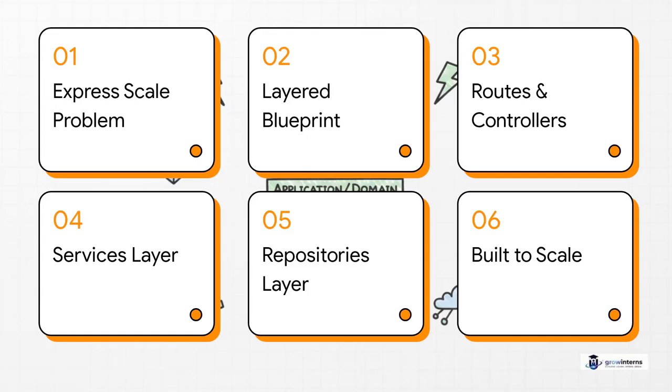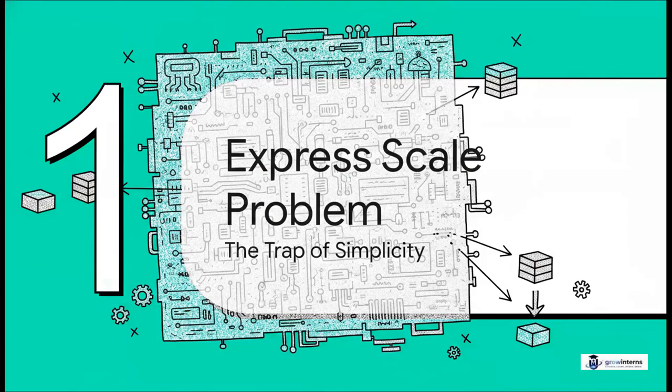We'll start with the Express scale problem, walk through the layered blueprint, dive into routes and controllers, explore the services and repositories layers, and finally, look at how all of this is built to scale. Starting with Section 1, the Express scale problem, or as we mentioned, the trap of simplicity.